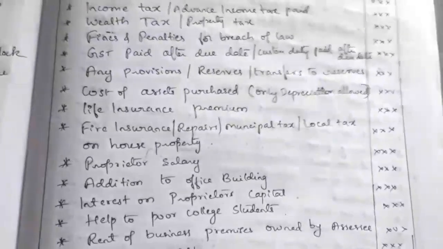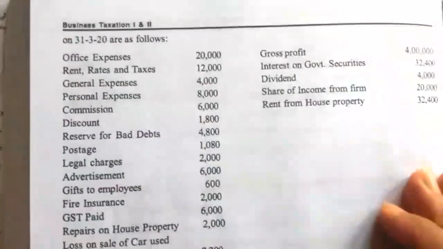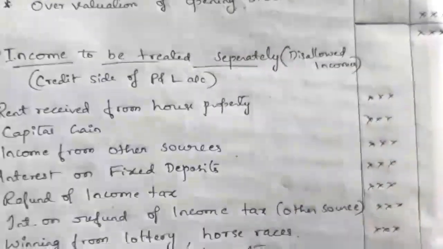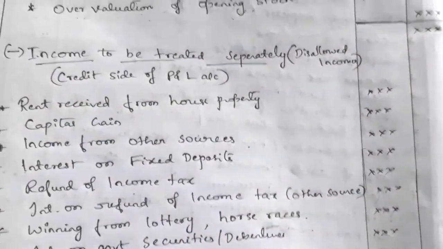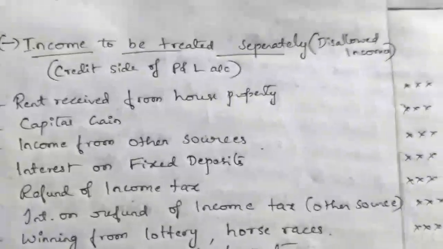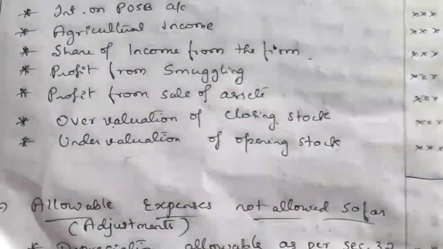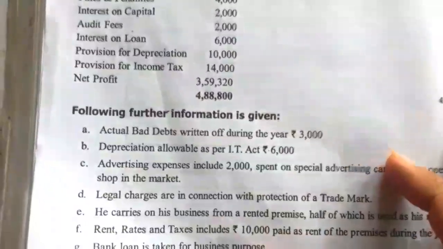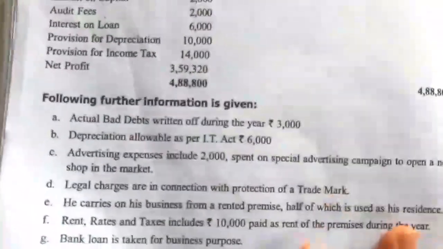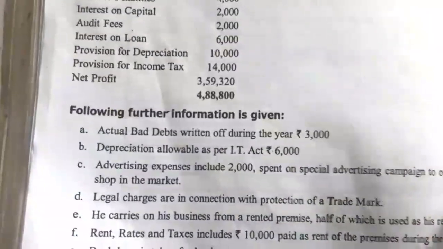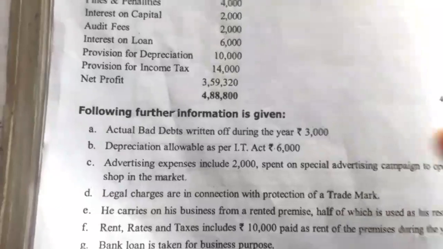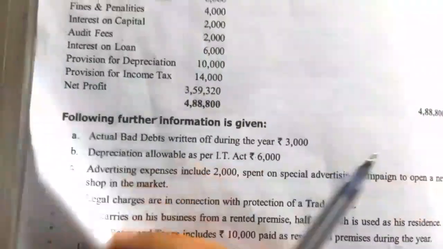and write them here under disallowed expenses. Next we have to check the credit side of the profit and loss account, and there we have to write income to be treated separately, meaning the disallowed incomes. The incomes which are not relating to a business we have to take one by one. That income we have to deduct here from the net profit. After that we have to see the adjustments, if there are any allowable expenses not allowed so far. If there are any allowable expenses which are not allowed so far, then that also we have to write. There might be some other adjustments also, we have to go through them also. So we'll see this illustration.